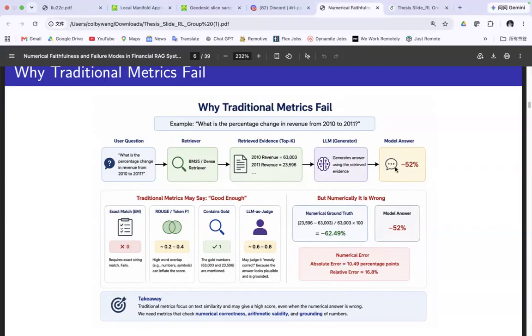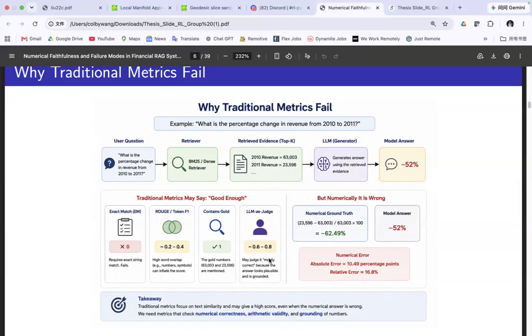Let's say the model outputs some natural language. Let's say the change in revenue was minus 52%, and the ground truth is that the change in revenue was minus 62%. The token F1 may be very high because the answers have very similar text and contain the gold numbers. Let's suppose that the model actually correctly retrieved the two numbers, and so it actually contains the gold numbers.